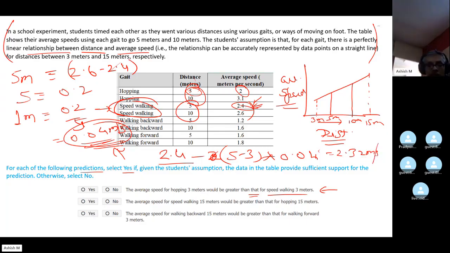Agreed? Now notice, speed walking 3 meters is 2.32 meters per second. Hopping 3 meters will be lesser than 2, because hopping 5 meters is 2. So hopping 3 meters obviously will be lesser than 2.